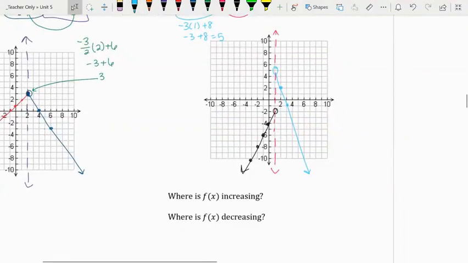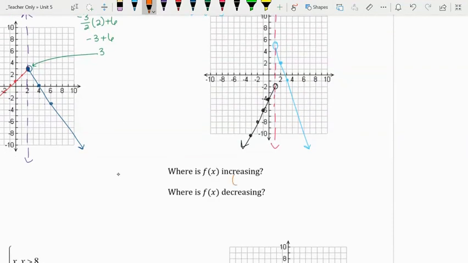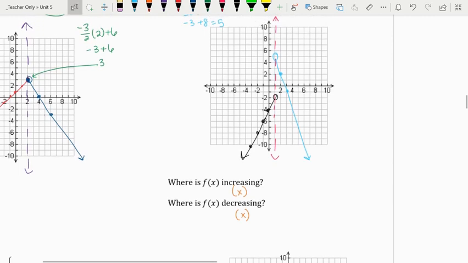Now, this part says, where is the graph increasing and where is the graph decreasing? Remember, increasing and decreasing is always talking about your x values, and it's always parentheses. So again, we want to read it from left to right, and I would focus on the left side first. So in this chunk, I need to determine whether it is increasing or decreasing. If you read that from left to right, that graph would be increasing. So farthest left is negative infinity. All the way to our boundary at 1, it is increasing.